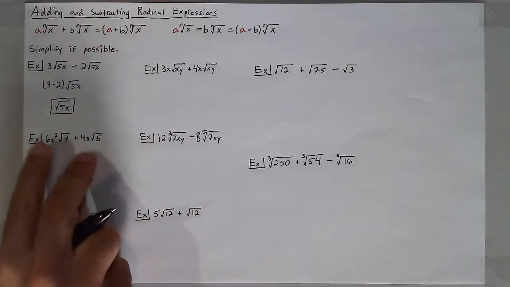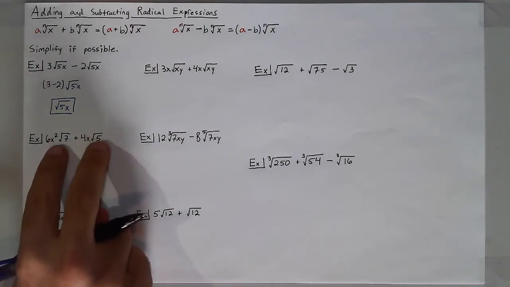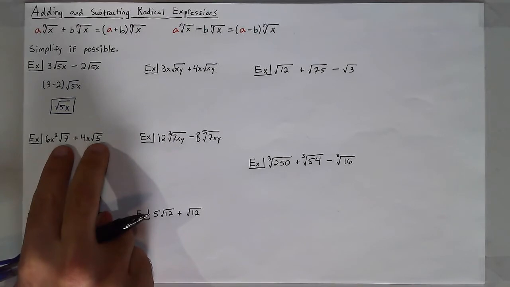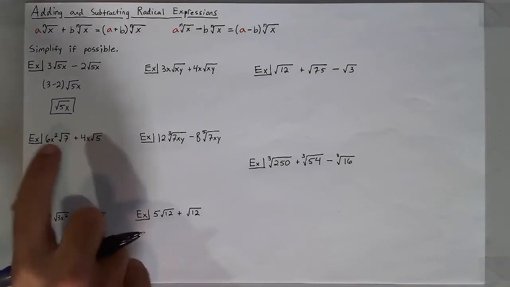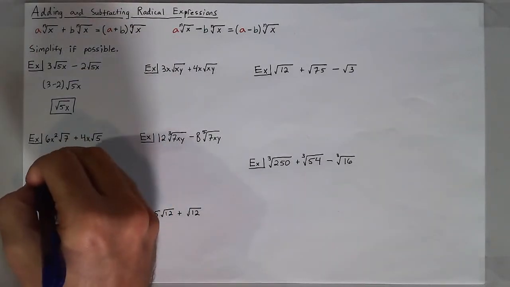In the next example, I have 6x squared square roots of 7 plus 4x square roots of 5. In this case, they're both square roots, but the radicands, the 7 and the 5, do not match, so these are not able to combine. So say it's not possible to simplify any further.